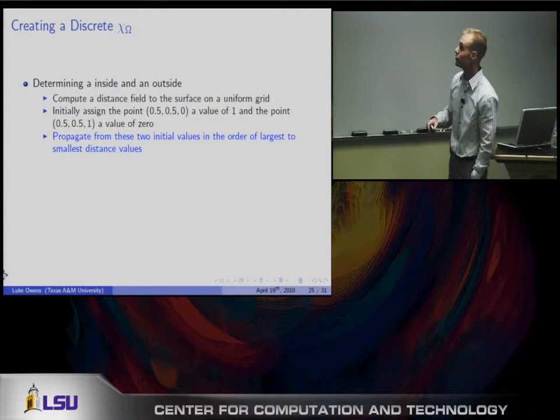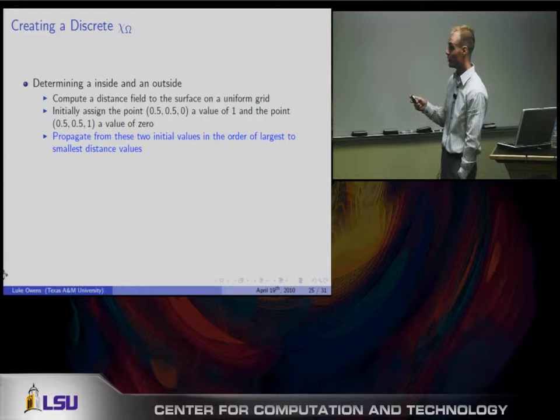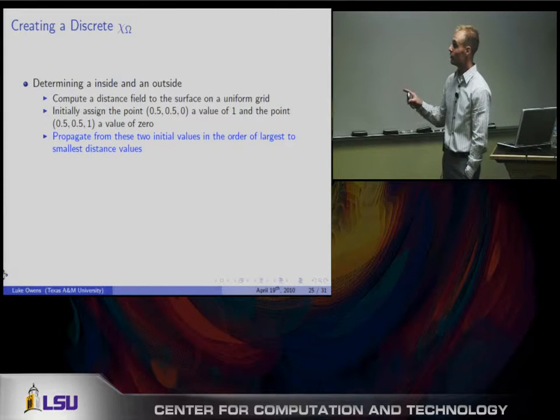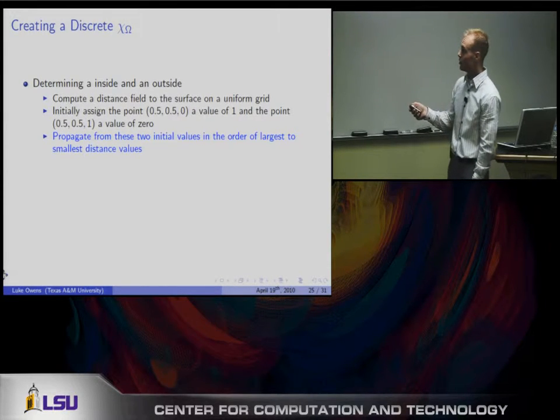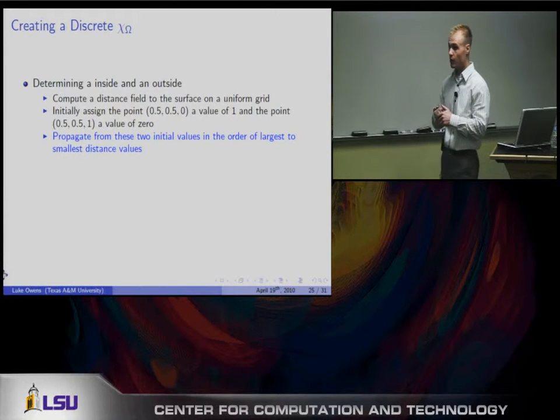And so here's our first determining inside and outside. How do we do that if we determine that we do have a closed surface? Compute a distance field on a uniform grid. And then you initially assign, basically this is the ground, right? Z is 0, so this is the ground. The ground we consider inside, and a point at the very top of our cube, everything's in the unit cube, right? We assign that a value, this is value 1, that a value 0, and then we propagate these two values in the order of largest to smallest distance values.